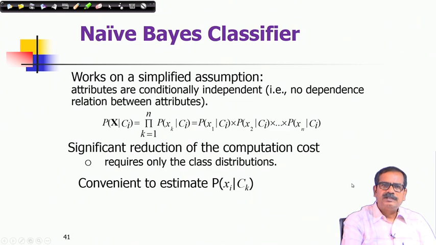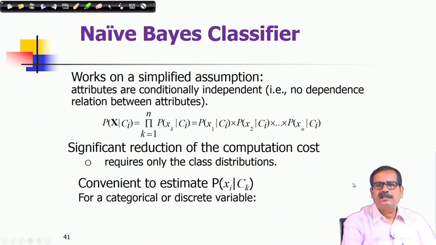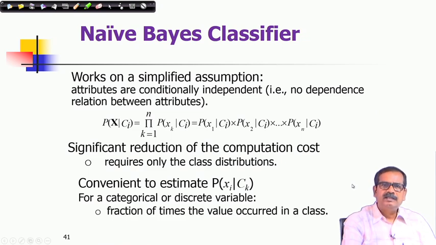So, it is convenient to estimate the probability of every attribute given a particular class. For example, for categorical or discrete variables, you can count how many times a value of an attribute has occurred given all the occurrences of all other values of that attribute, and then you can find the fraction of its occurrences over all occurrences, and that can give an estimate of this probability.